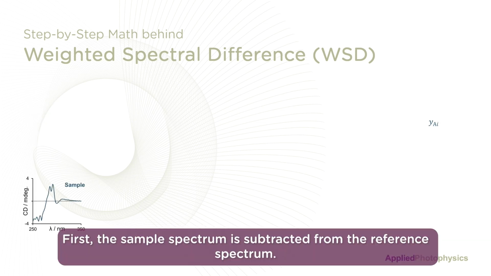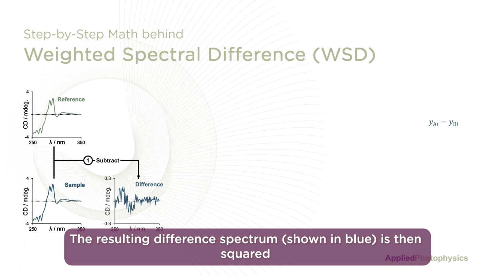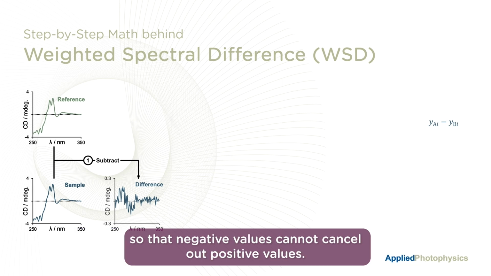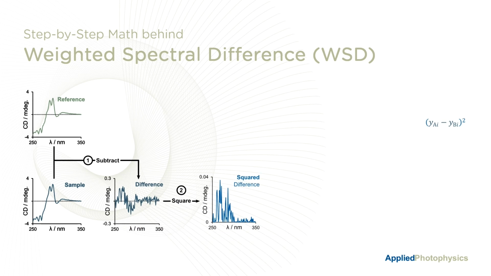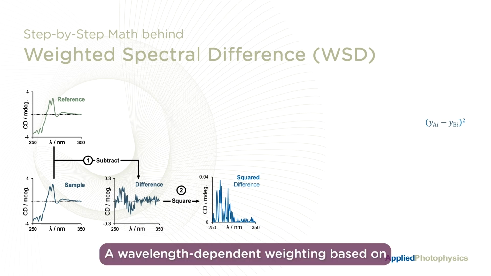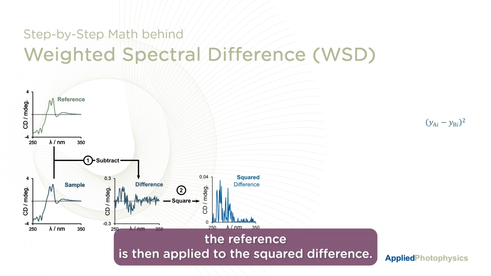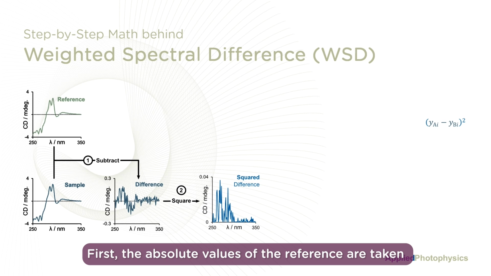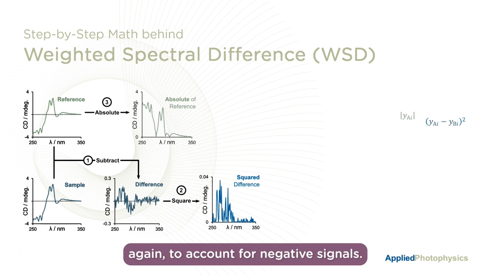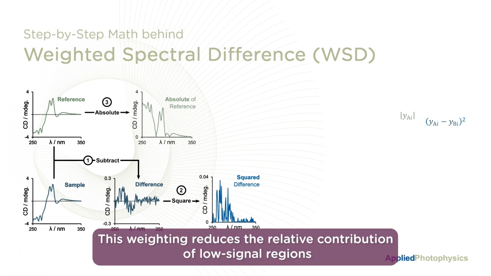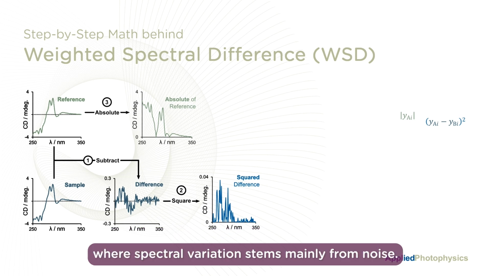sample spectrum is subtracted from the reference spectrum. The resulting difference spectrum, shown in blue, is then squared so that negative values cannot cancel out positive values. A wavelength-dependent weighting based on the reference is then applied to this squared difference. First, the absolute values of the reference are taken, again to account for negative signals. This weighting reduces the relative contribution of low signal regions where spectral variation stems mainly from noise.